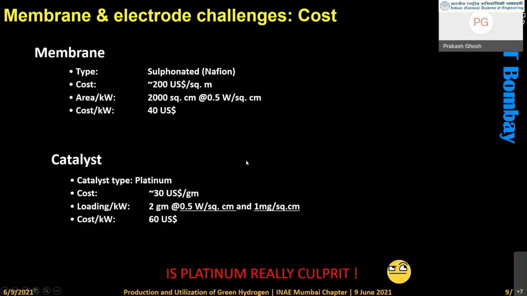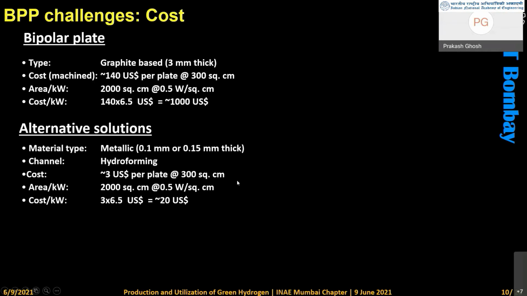That's the reason people say platinum is the culprit, because platinum is very expensive and it's not easily available in the market. But I actually have a different opinion about this. Because this catalyst, platinum, is a catalyst, at the end of the lifetime of the fuel cell almost 90% of the catalyst is still available. So if this catalyst is recycled, then we should not consider 100%, we should consider only 10% of the cost, which is actually equal to $6, not $60. This is something I generally discuss, and I'll come to this particular point afterwards.